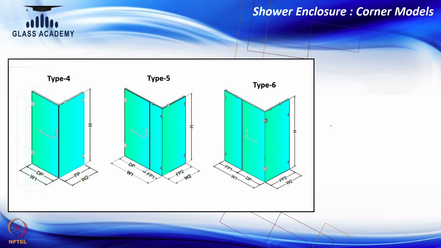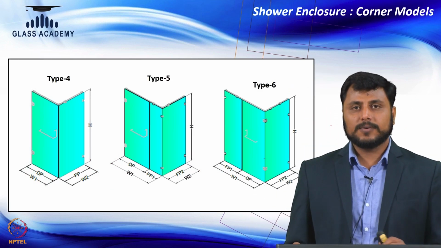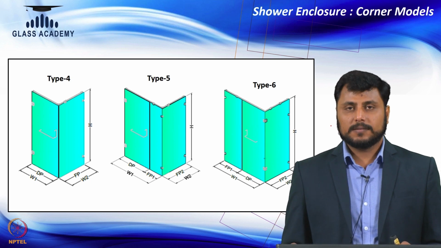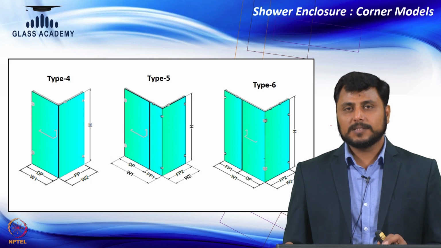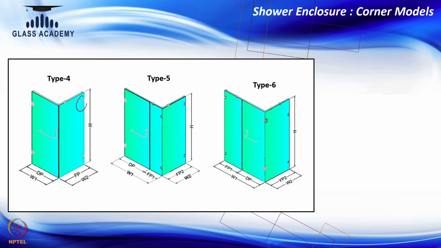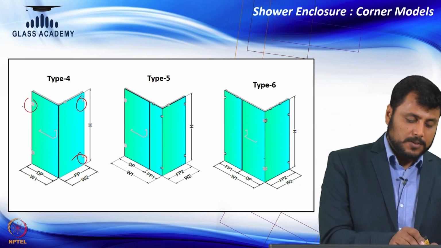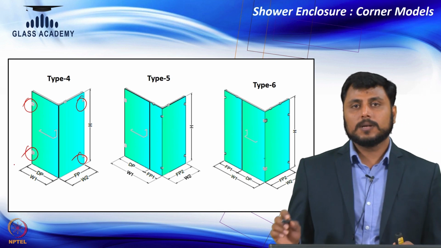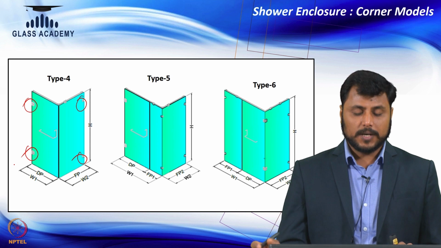Now, we will go through corner models. So, in corner again there are three models, you can see type 4, type 5 and type 6. Now, what is the difference? Let us understand one by one. Type 4, you can see one fix, one door. So, one fix again fixed on wall clamp and door which is being fixed on wall to glass hinges. So, same hinges which were being used in wall to wall category.